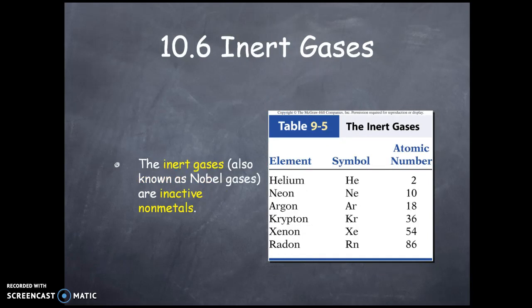The next type of elements in the periodic table are called inert gases. Inert gases are also called the noble gases. They are inactive nonmetals, so they do not react with any other element in the periodic table. There are six of them: helium, neon, argon, krypton, xenon, and radon. Their atomic numbers are mentioned here, and they belong to the same column in the periodic table.